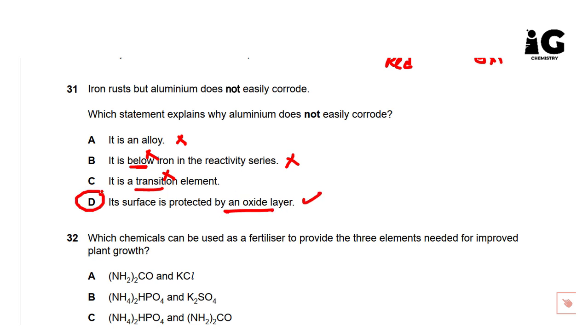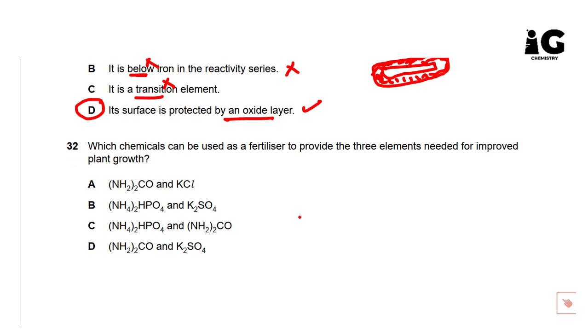You know, guys, aluminium is more reactive than iron. So if this is a piece of aluminium, because it's more reactive, it reacts with oxygen of the air to form a layer of aluminium oxide here. This layer protects aluminium from being corroded. Okay. 32.